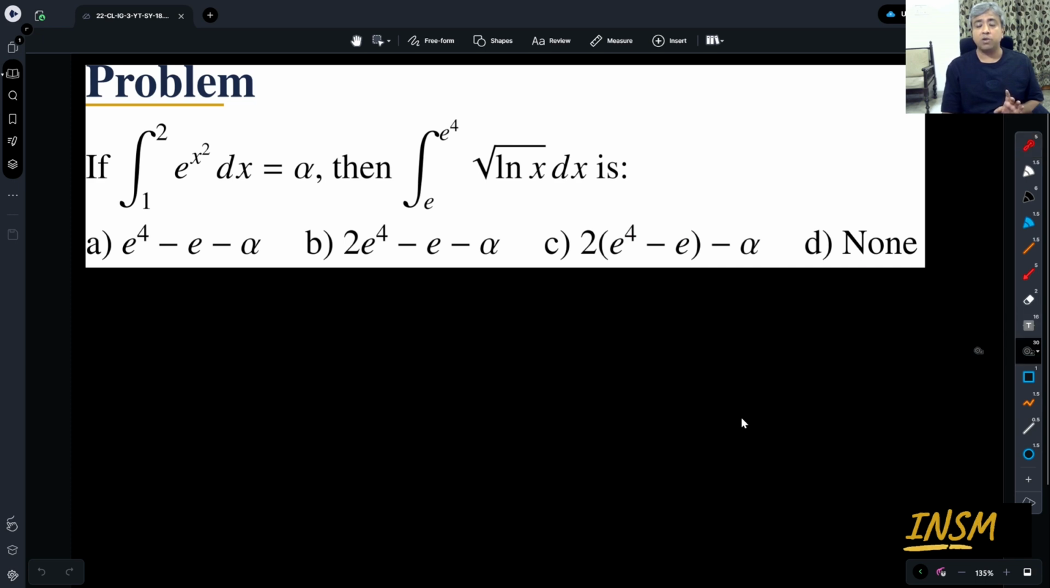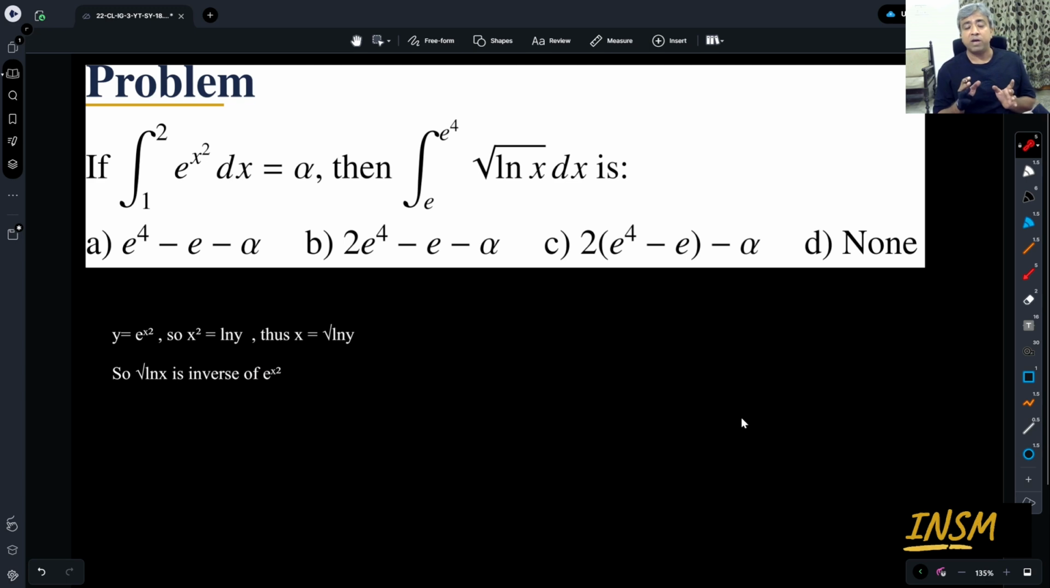So the main thing to observe in this problem is that the two functions given are inverses of each other. If you take y equal to e to the power x squared, you get x squared as log y, and x as root log y. So root log x is the inverse of e to the power x squared. When a function is the inverse of another function, it is its mirror image on the line y equal to x. So we need to use the symmetry of functions about the line y equal to x to solve this problem.